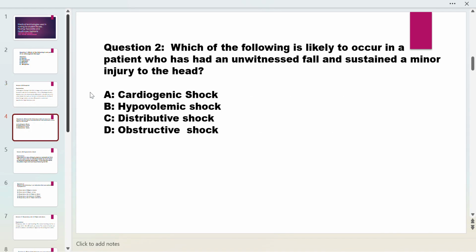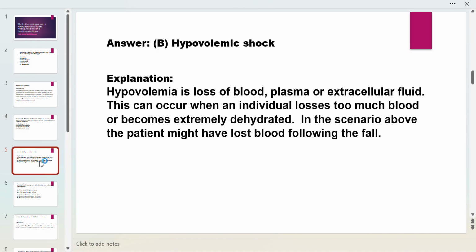So the next question is question 2. It says, which of the following is likely to occur in a patient who has had an unwitnessed fall and sustained a minor injury to the head? And we've got cardiogenic shock, hypovolemic shock, distributive shock, and obstructive shock. Should we give it a minute and we answer? We review the answer.